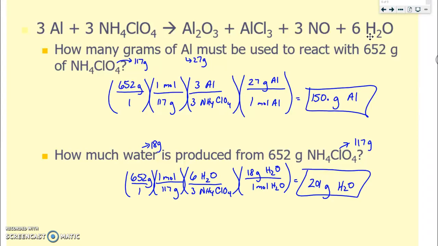The next question says how much water is produced, so I'm going to again start with my 652 grams of my given over 1 mole divided by its molar mass, and then I'm comparing water to the NH4ClO4 from the equation, so it's 6 to 3. And my final step, since I want water, is 18 grams of water, its molar mass. And again, you would do the math and round for the proper significant figures.